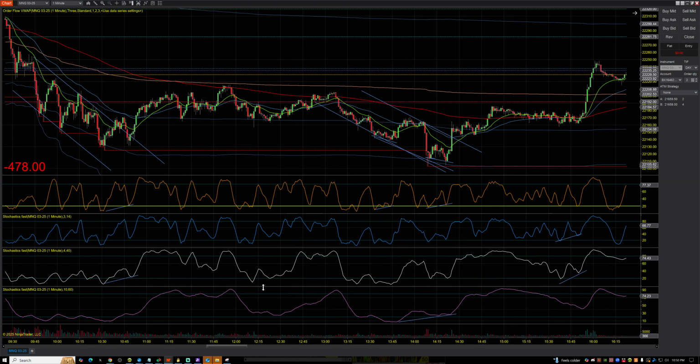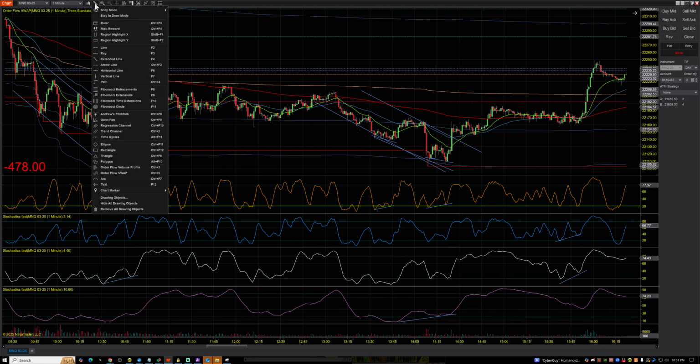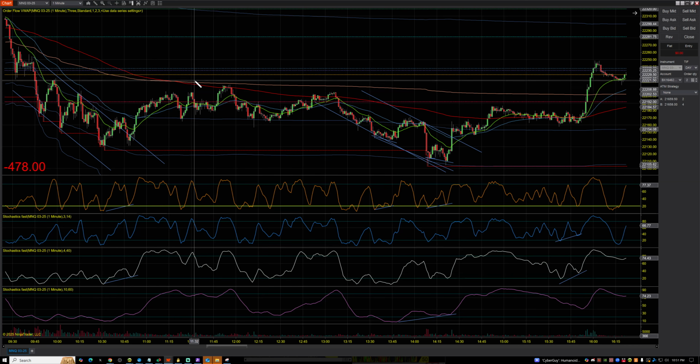The quad rotation is just all four stochastics getting under that 20 line. And once that happens, that just tells us that we have multiple time frames oversold. Now I'm going to put a line in each time, and we're going to see we're very close probably to a bottom at that point. All right. So we're going to take that vertical line, which is F7, and I want to kind of just put it.